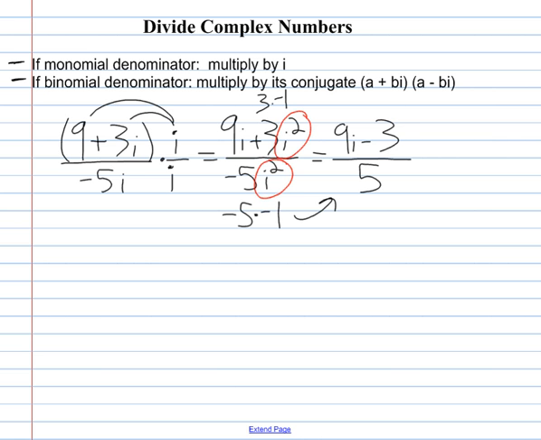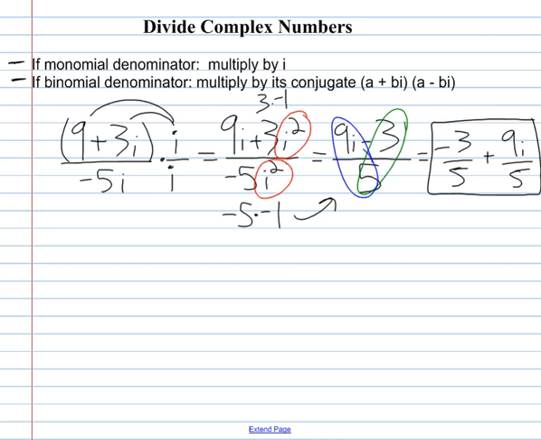And then we can take this one step further and just split this into our real number and our imaginary number. Just divide each part by the 5. So the negative 3/5 plus 9 over 5i. And we would reduce those fractions if either of them could be reduced. So again, now we have our real part and our imaginary part.